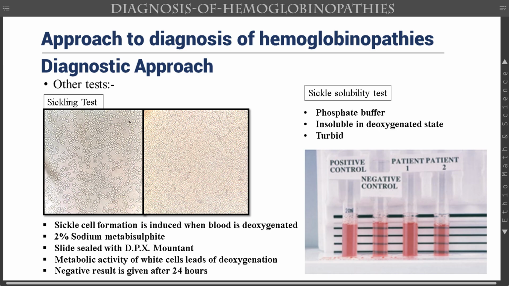A quick screen for sickle hemoglobin is the sickle solubility test. Blood is deoxygenated, historically using 2% sodium metabisulfite, and the sample is sealed under a mountant. If HbS is present, it polymerizes and makes the solution turbid or cloudy. If no HbS is present, the solution stays clear. The test can be fast, but it's a screen. A negative result may need confirmation after 24 hours in some protocols, and it won't distinguish trait from disease reliably, so follow-up tests are needed.